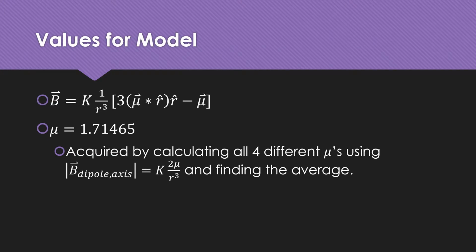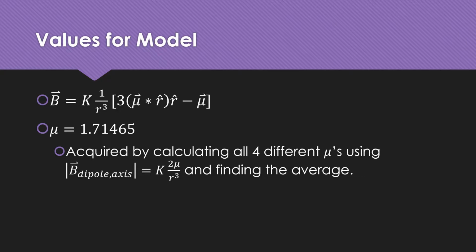In order to model the magnetic field in 3D, we use the formula B equals K times 1 over r cubed, times the quantity 3 times the quantity mu dot r hat, times r hat, minus mu, to calculate the field at vector r.